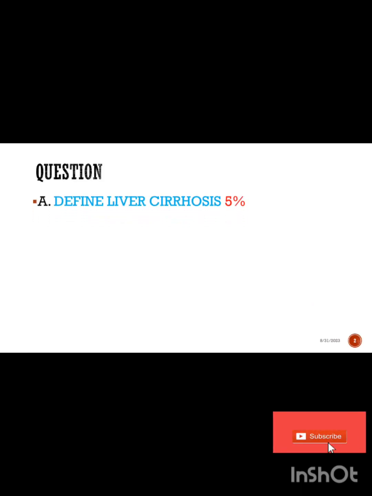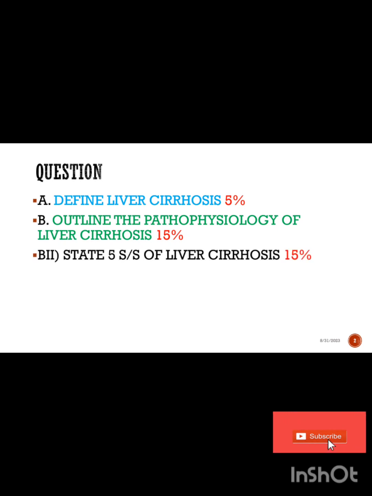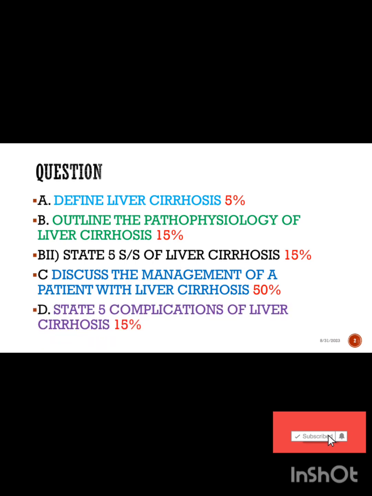So the question there, we have part A, define liver cirrhosis. B, outline the pathophysiology of liver cirrhosis. B2, state 5 signs and symptoms of liver cirrhosis, 15%. C, discuss the management of a patient with liver cirrhosis. D, state 5 complications of liver cirrhosis. Okay, so now we'll go into the details.